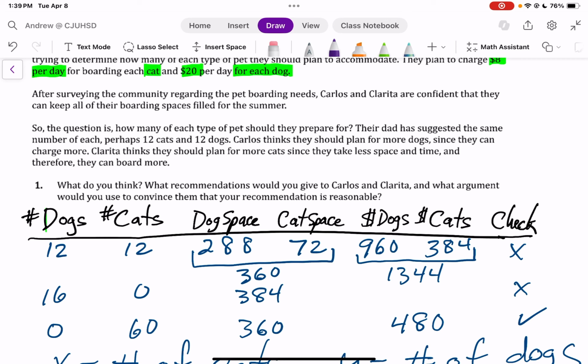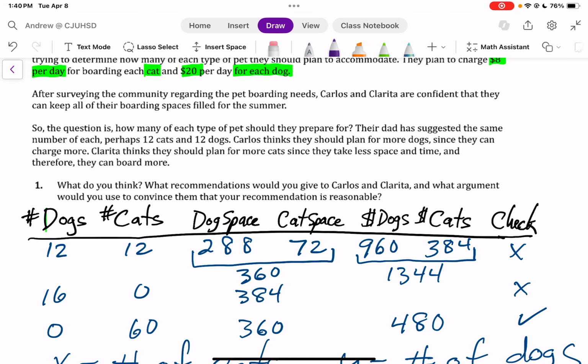Now, what if they did all dogs? Well, then it would be too much space. That would be 384 square feet. If they did all cats, then they could fit exactly 60 pens for cats, which is 360 square feet. But that would end up costing $480, way less than they want to spend. So they're not really utilizing the space effectively. So it checks out as far as is it possible, but it's not necessarily how you're going to make the most money.